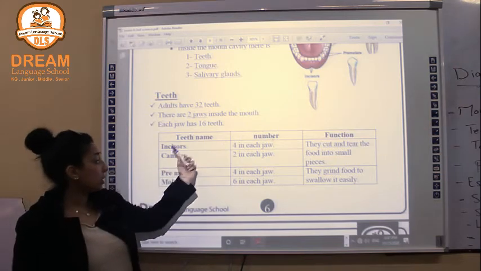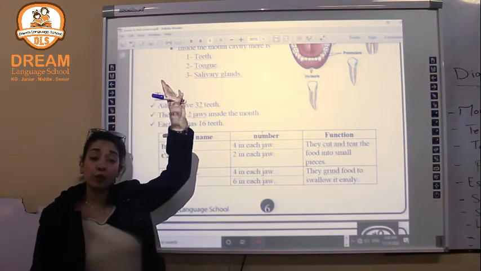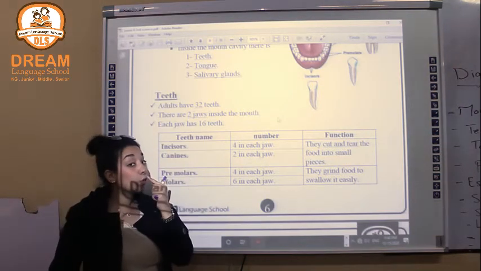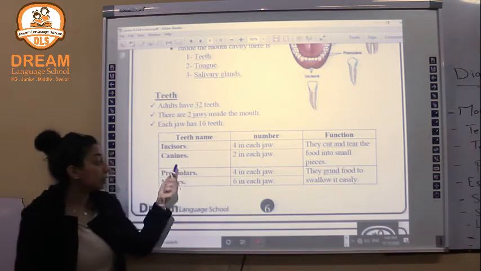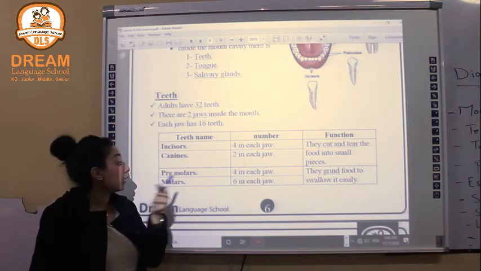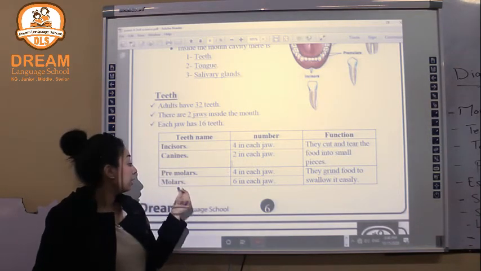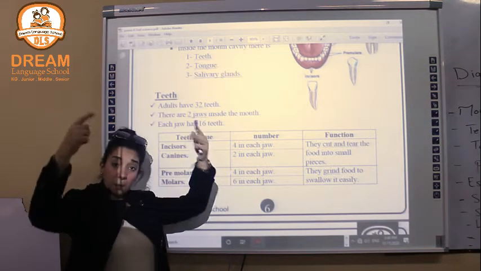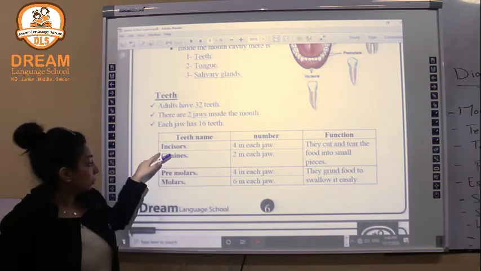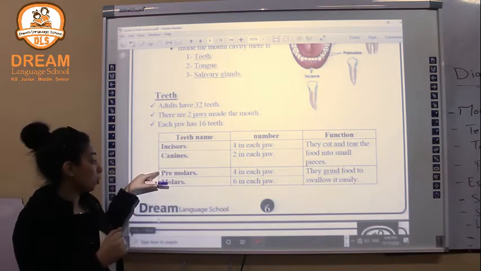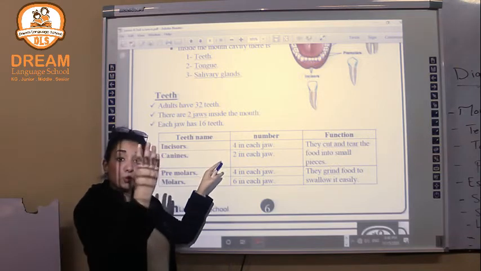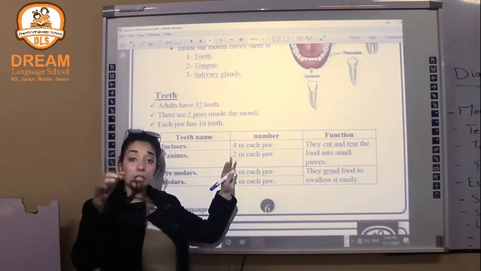So how many incisors do I have? I have 4 up and 4 down. Canines, we have 2 up and 2 down. Premolars, 4 up and 4 down. Molars, 6 up and 6 down. So incisors, canines, premolars, molars: 4, 2, 4, 6, up and down.